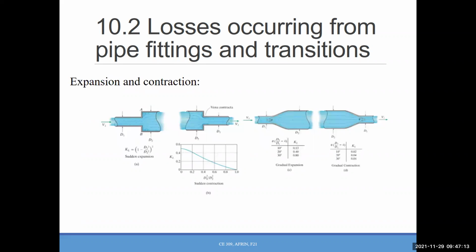Next one can be expansion and contraction. So whenever there is a contraction or expansion, there can be a loss here. But if you can make that gradual, obviously the loss will be less.